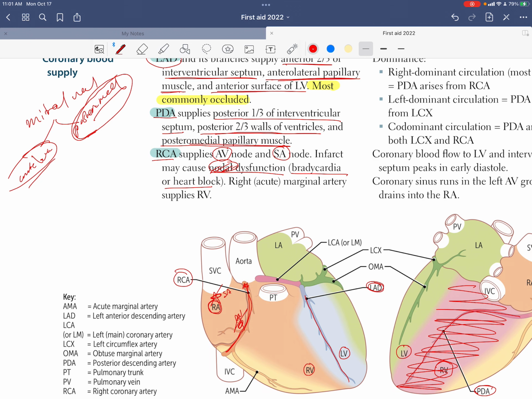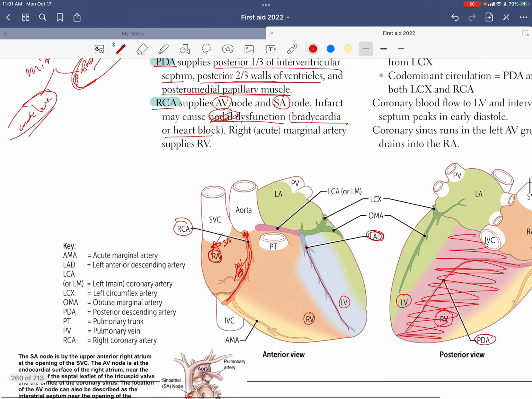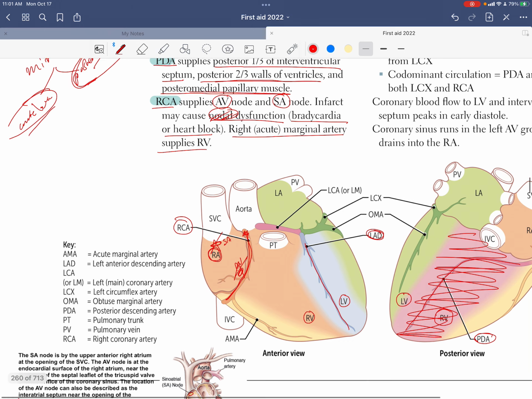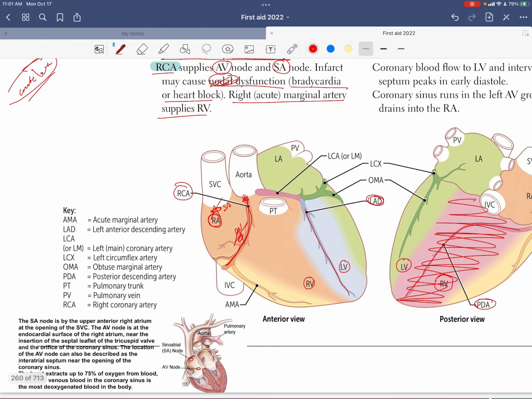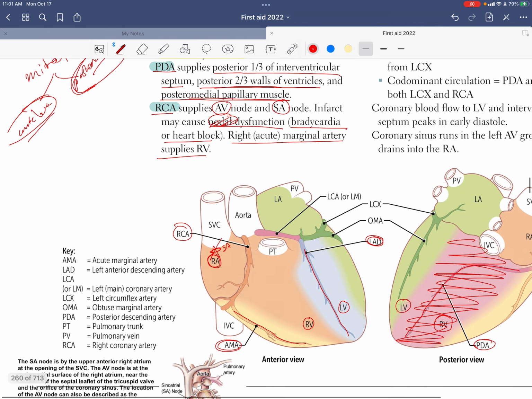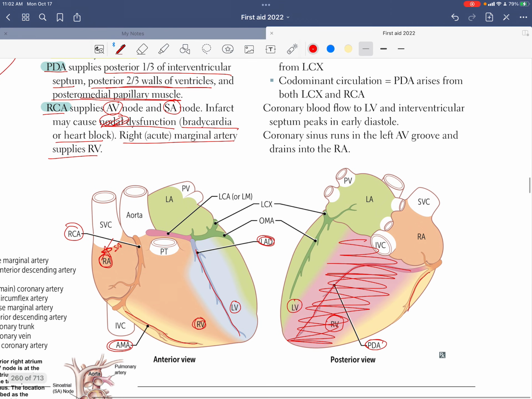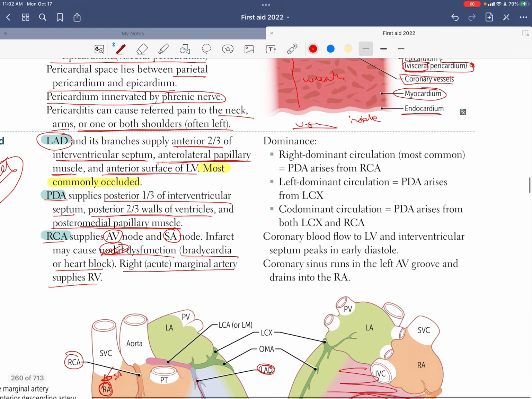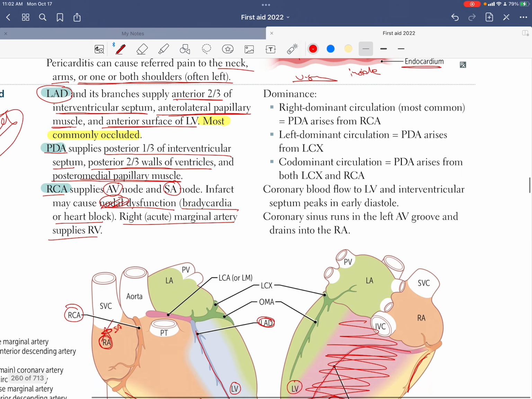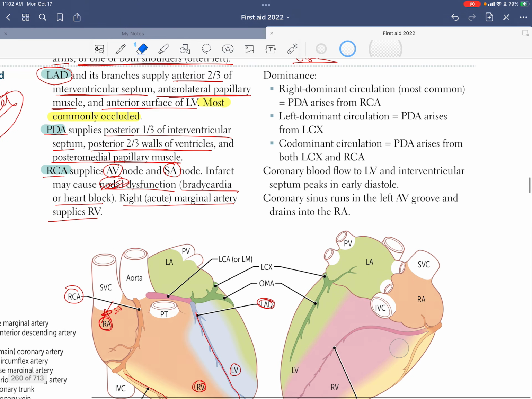So if there is a blockage in the right coronary artery, then that messes up the SA node and the AV node. For the right acute marginal artery, it supplies the right ventricle. So this is the acute marginal artery, and it just comes off the right coronary artery, and it supplies the right ventricle. So this is the right ventricle, and it goes posteriorly as well.